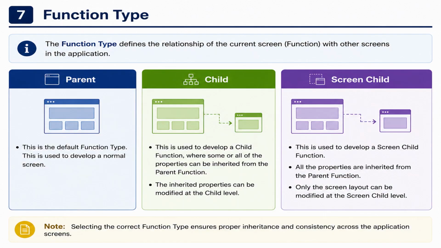Function type. ODT provides 3 function types: parent, child, and screen child. Parent is the default option for normal screen development. A child function inherits properties from another screen acting as its parent, and those properties can be modified at the child level. A screen child also inherits properties from the parent, but only screen layout changes can be made at the screen child level. Selecting the correct function type is therefore important for controlling inheritance and customization.